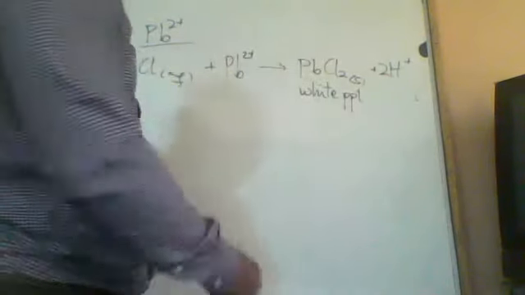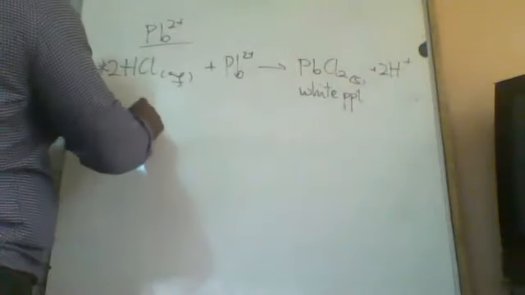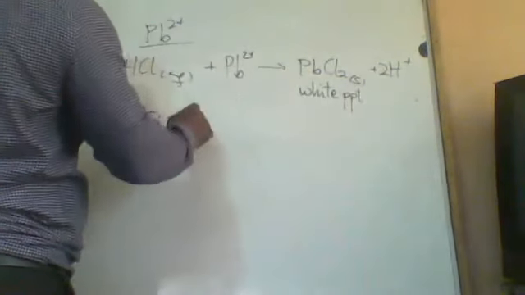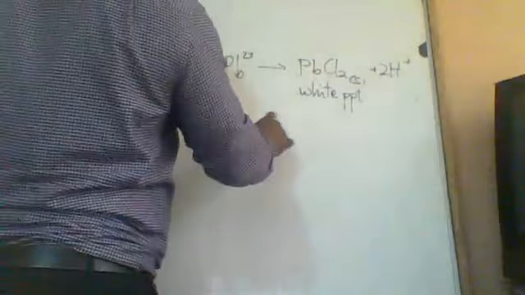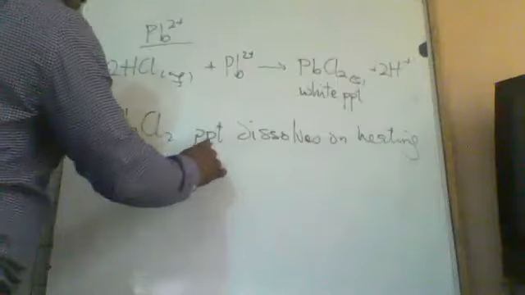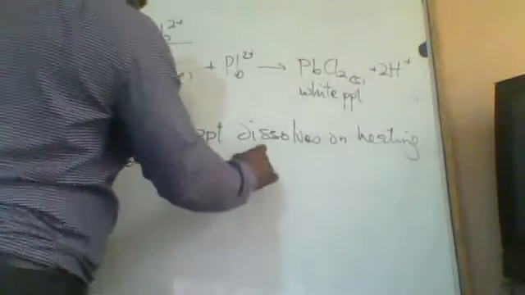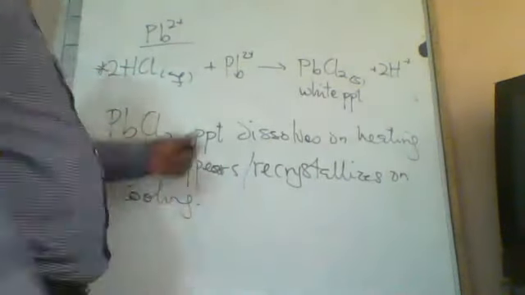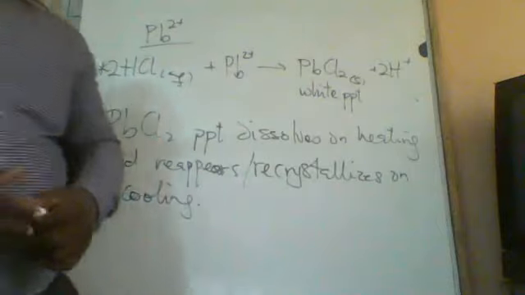So when the white PPT, the lead chloride, is formed and you heat it, the PPT dissolves. The lead chloride PPT dissolves on heating, and reappears, or if you like, recrystallizes on cooling. This confirms that lead is there.